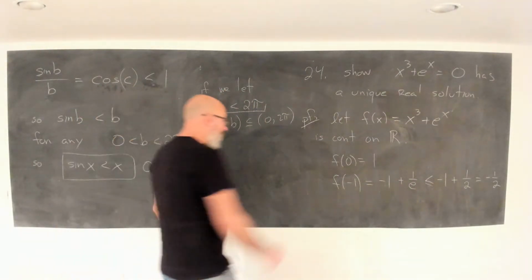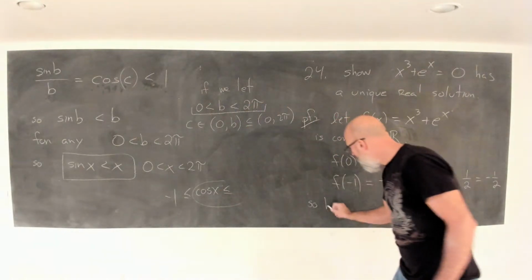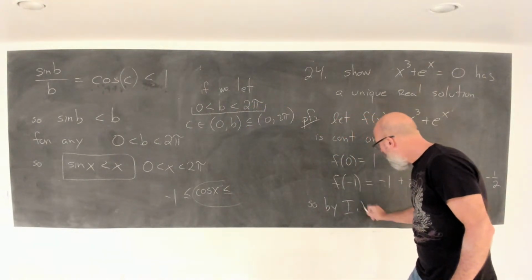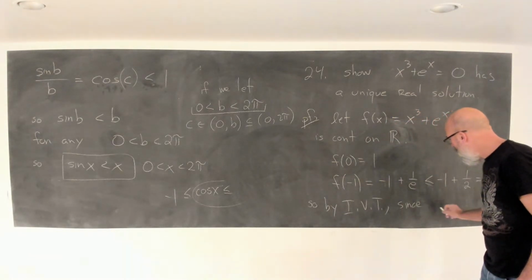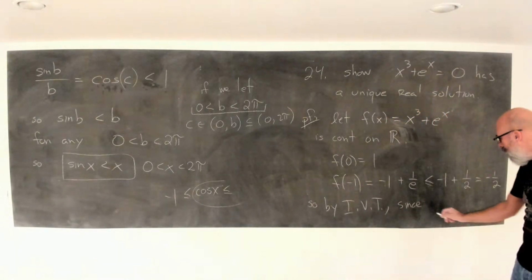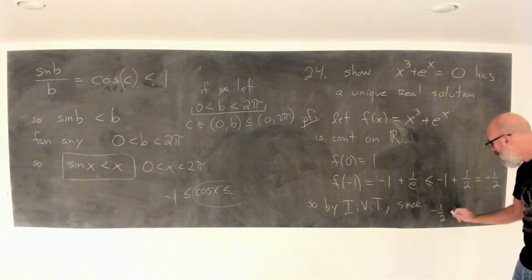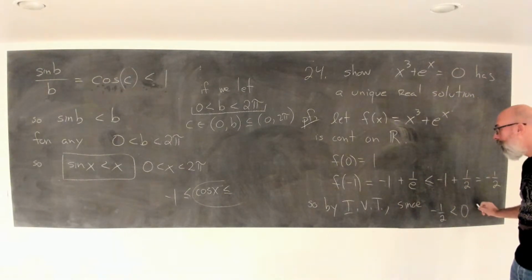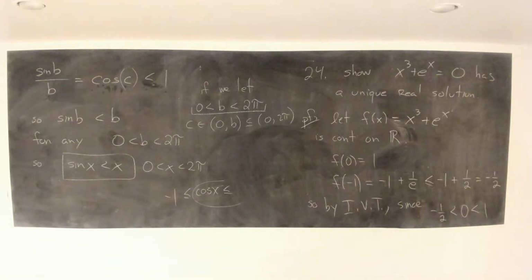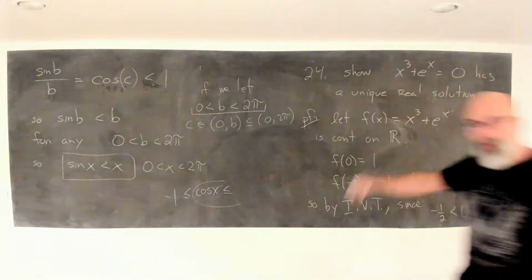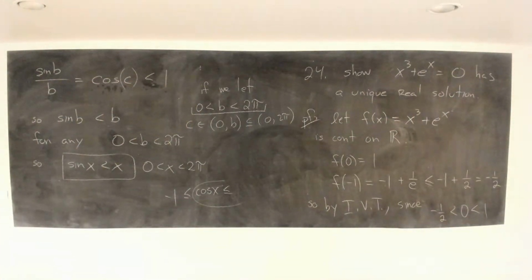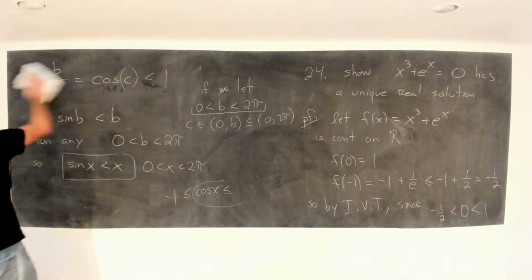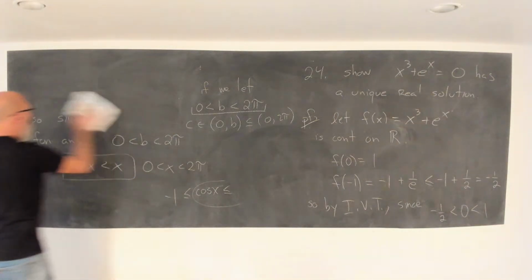So by the intermediate value theorem, since 0 is between -1/2 and 1, there exists... Gabrielle's not sure where the 1/2 came from.